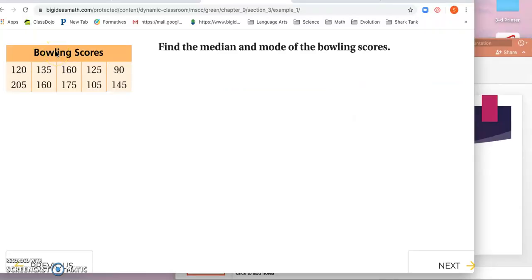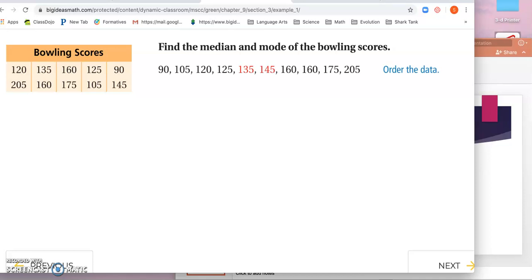Okay, in our first example, I want us to find the median of bowling scores. Yes, some people still call that a sport. I don't know who does, but let's figure out the median and mode of these bowling scores. Before we do anything, we have to put these numbers in order from least to greatest. So go ahead and press pause, get out your piece of paper, and write them down right now.